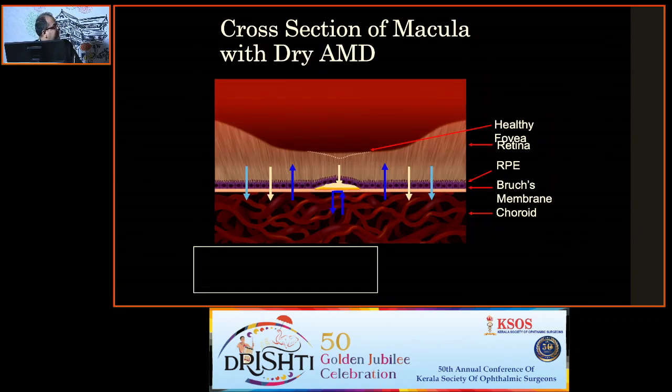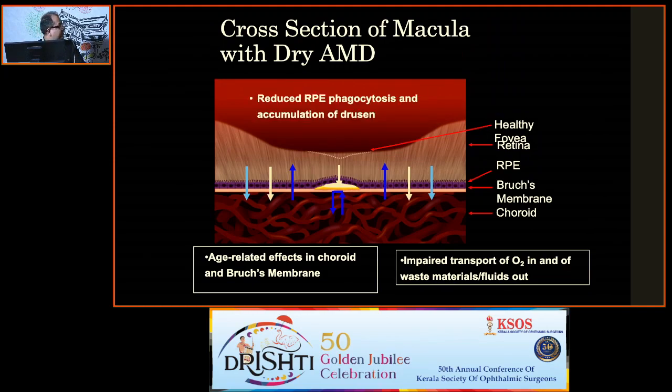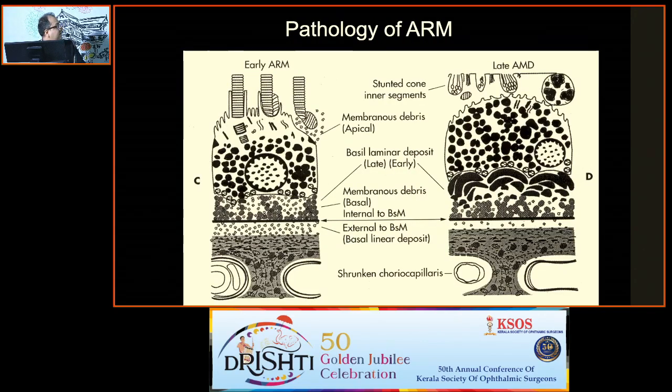In due course of time, as the retina ages, the RPE cells get older. Their functionality reduces, and they tend to accumulate a lot of lipofuscin into the space, which leads to reduced oxygenation of the RPE cells and accumulation of drusenoid material. This is the histopathological structure of the RPE cell and the Bruch's membrane, where the early basal laminar deposits are seen, and the basal linear deposits are seen exterior to the basement membrane and between the Bruch's membrane, which is said to be the precursor of the drusenoid material.